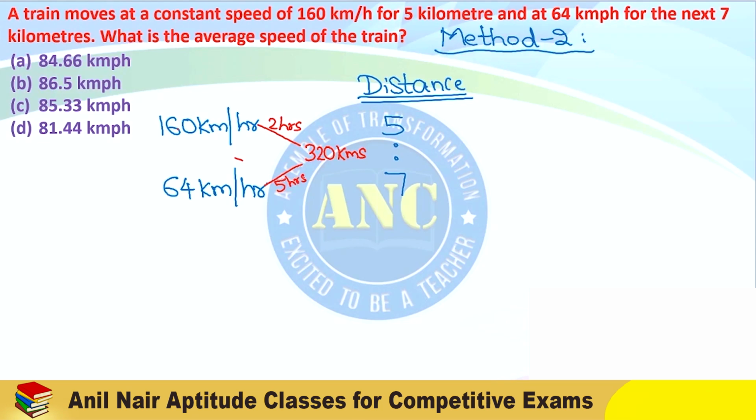So according to my assumption of 320 kilometers, it will take 2 hours for the first part of the distance and 5 hours for the second part of the distance. But according to the ratio, 5 and 7 is the ratio of distance. So total distance according to ratio is 5 plus 7, which is 12. According to ratio, total distance is 12 kilometers. But according to my assumption, it is 320 kilometers. 12 should become 320. But unfortunately, 12 cannot be multiplied by any whole number to become 320. So therefore, once again you will end up with fractions.